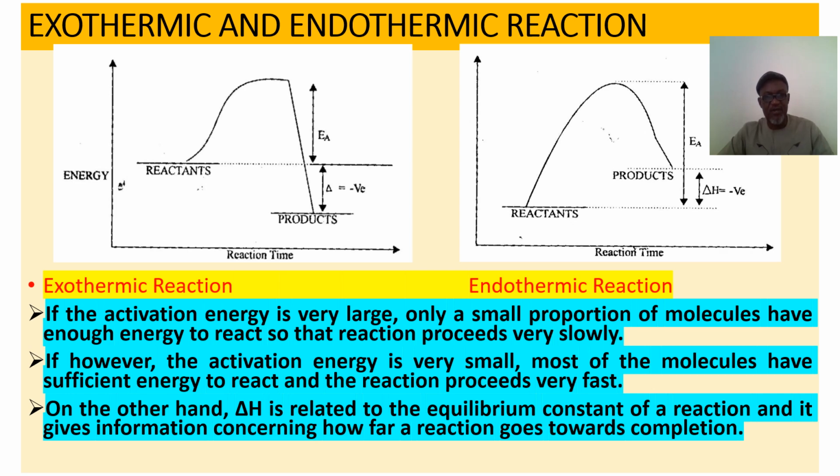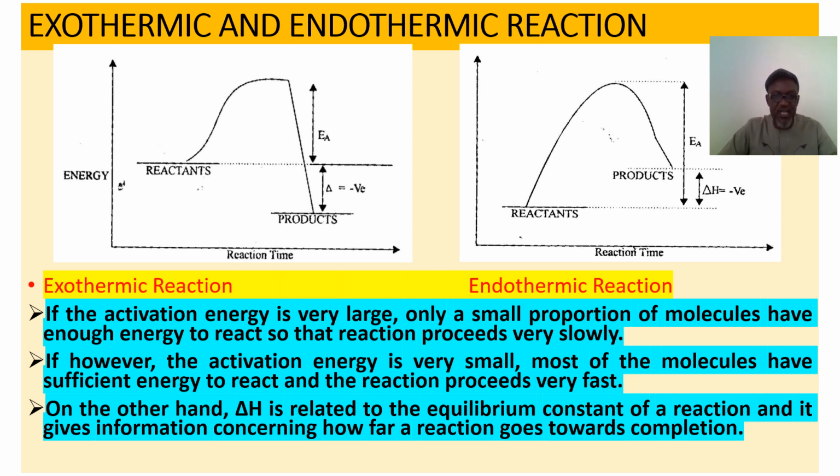When the energy of the products is lower than the energy of the reactants, the delta H, the change in enthalpy of the reaction, will be negative. And when it is negative, we say it is an exothermic reaction, that is, it gives heat to the surroundings. Whereas in the second diagram, the energy of the reactants is lower than the energy of the products, and we have an endothermic reaction, that is, absorption of heat from the surroundings.